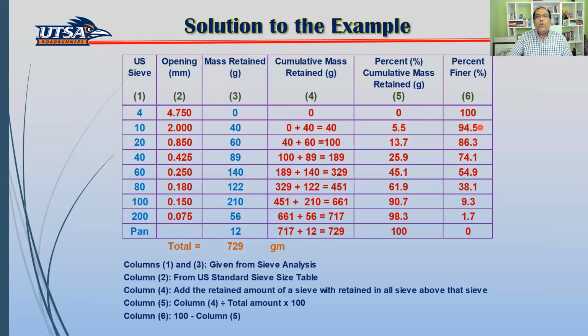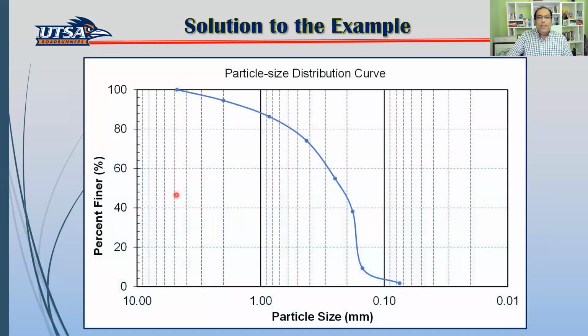You can do that very easily using your Excel sheet. Once you get that, your particle size distribution curve is nothing but the percent finer versus your opening size of the sieve. If you draw that here, you see this is your particle size distribution curve.